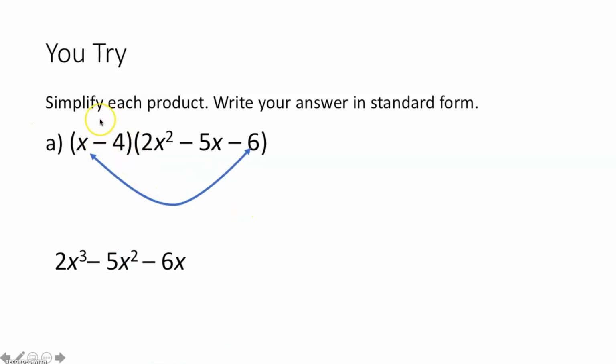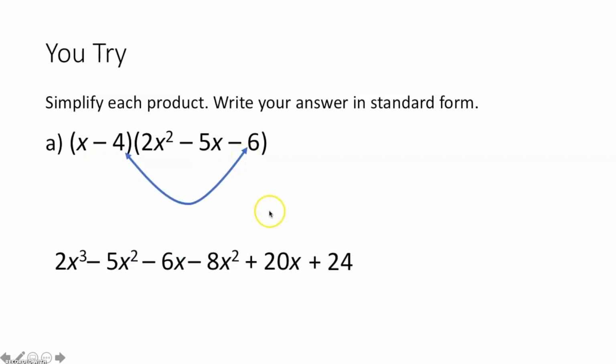Now we're going to distribute this negative 4 to each of the terms. So negative 4 times 2x is going to be negative 8x squared. We distribute the negative 4 to the negative 5x, and we get positive 20x. We distribute the negative 4 to the negative 6, and you get positive 24.